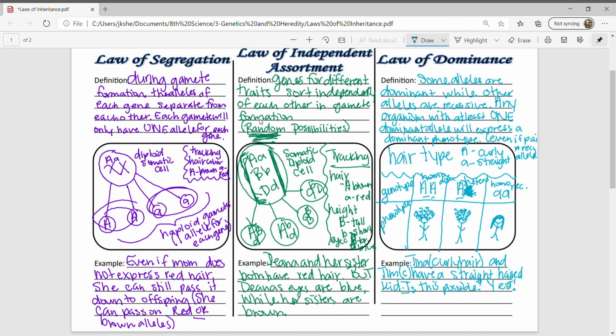And the reason being is because they can carry a recessive allele for straight hair without expressing it physically. And once again, we call those carriers of a trait.